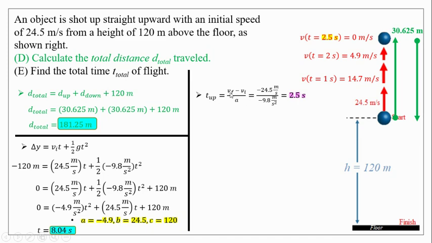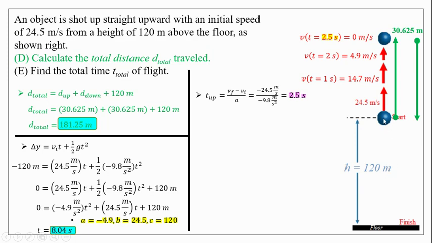Here I have T up equals VF minus VI over A. At the peak, VF is 0, so I'm just going to cancel that out, or you can plug in 0 if you want. Minus VI, VI being 24.5, A being negative 9.8. So if you simplify that, you get a time of 2.5 seconds. But that's just the time to go upward. Now I need to find the time to go all the way to the bottom.